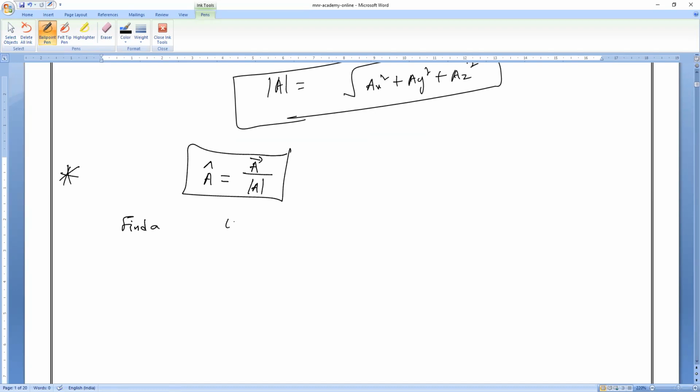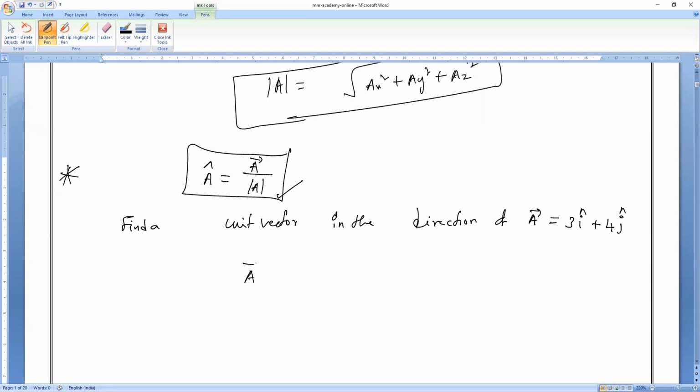Find the unit vector in the direction of the given vector 3i cap plus 4j cap. This is the formula for calculating the unit vector. So that is what we have to find.